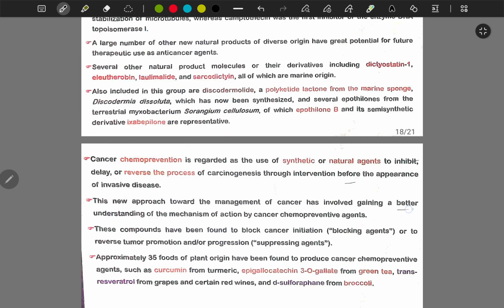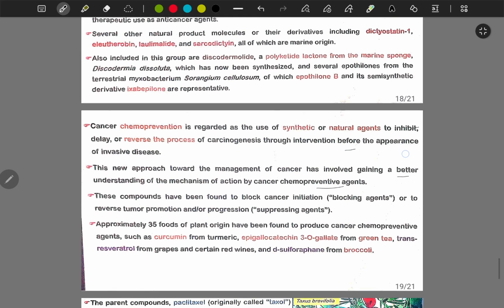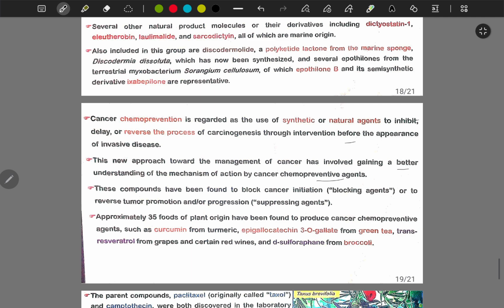Management can involve getting a better understanding of the mechanism of action. These compounds have been found to block cancer initiation, or to reverse tumor.